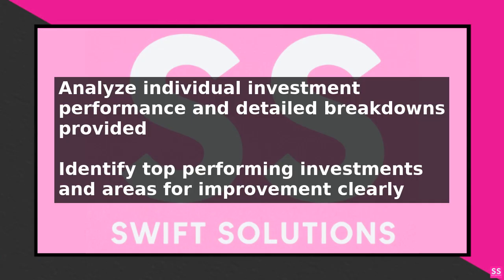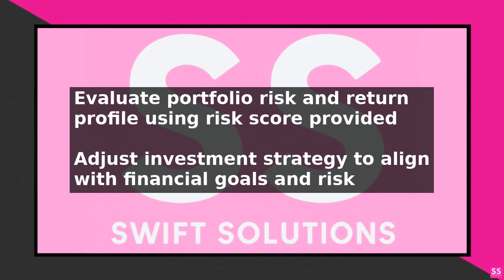Step 3 is to evaluate your portfolio's risk and return profile. Betterment provides a risk score, which indicates the potential for losses or gains in your portfolio. Use this information to adjust your investment strategy and ensure it aligns with your financial goals and risk tolerance.